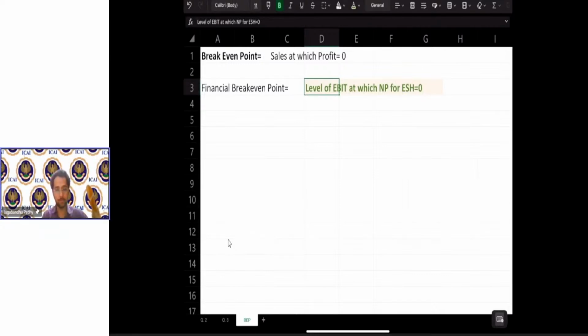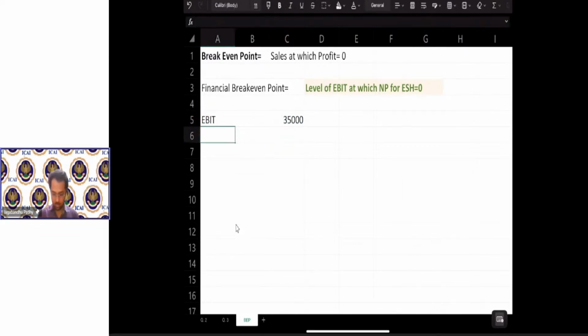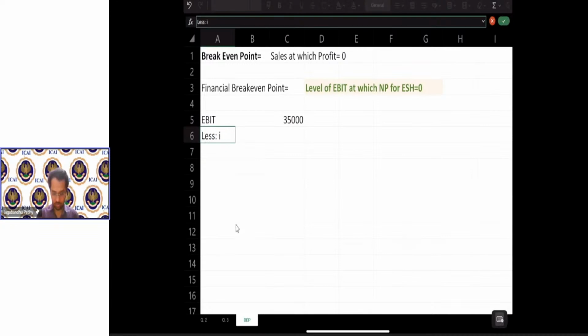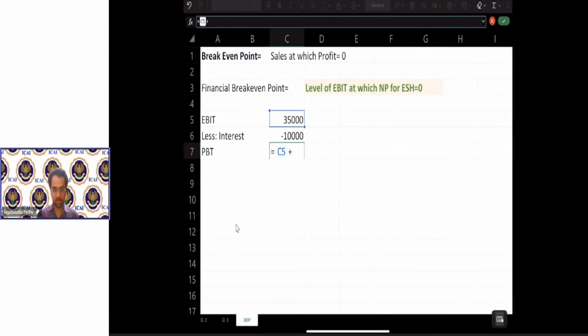Fine. Now, how do we know that it's the EBIT at which your net profit is zero? Let me just put a question in front of you. Let's say we have an EBIT of 35,000. From that, we are going to reduce, suppose, interest. So interest is, let's say, 10,000, which is being paid. So that will give you a profit before tax of 35,000 minus 10,000.